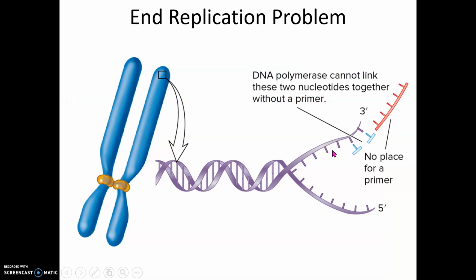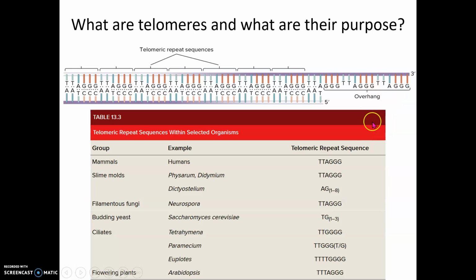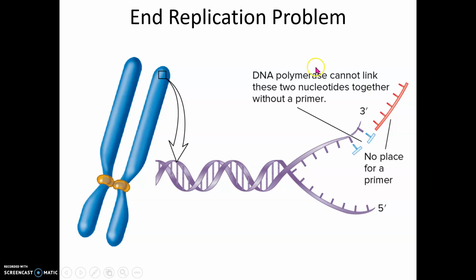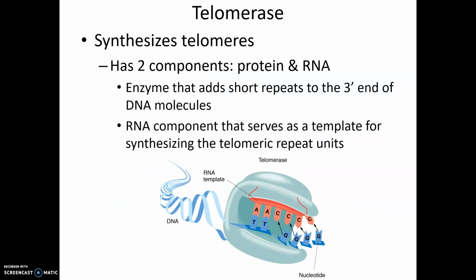So the reason we have these is to solve the end replication problem. So remember we talked about on the lagging strand, DNA polymerase can't link the first 2 nucleotides together without a primer. Well, we physically can't put a primer in here to allow it to replicate. So therefore, we would be left with areas that don't have any DNA. So with each time we replicate, this will get shorter and shorter because we just can't physically fit to replicate this. So to circumvent this problem, telomeres were created.